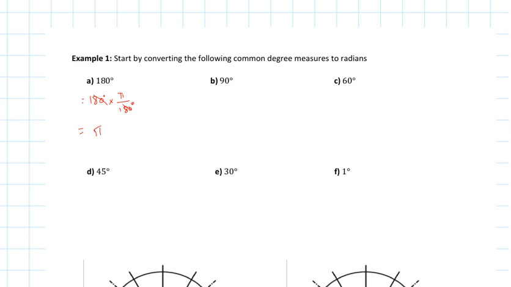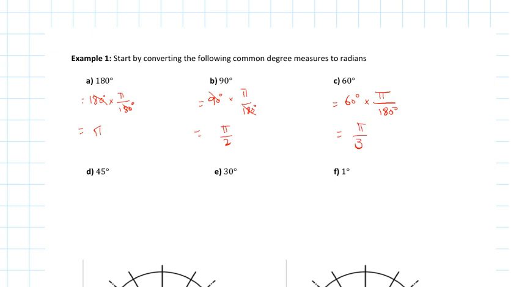How about 90 degrees? 90 multiplied by pi over 180, and that's going to give me pi over 2, because I'm going to simplify this and be left with pi over 2. And then 60 times pi over 180. If I divide the 60 and the 180, that's going to give me 1/3, so that's going to be pi over 3.